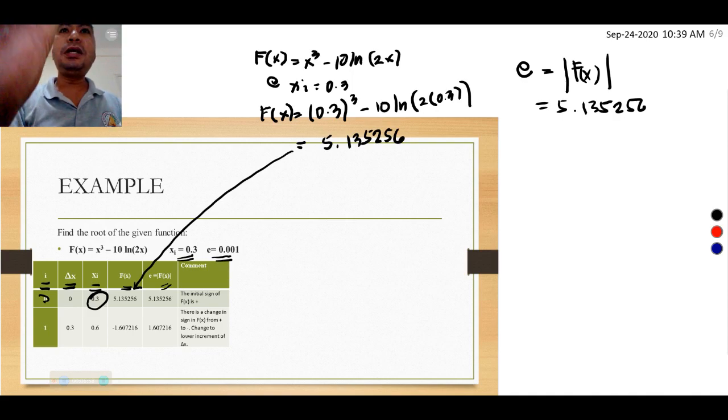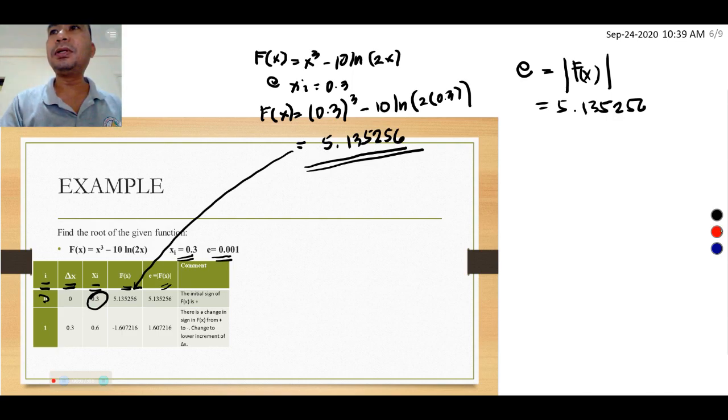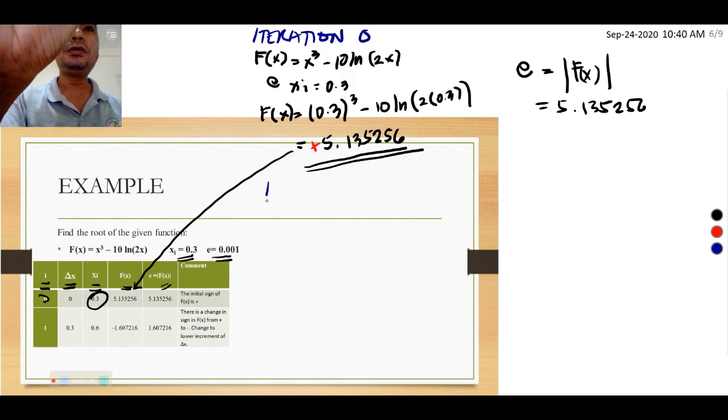So again, take note that the initial sign of our answer in our f of x is positive. Take a look. The initial sign is positive. So that is for iteration 0. Let's now move on to iteration 1.